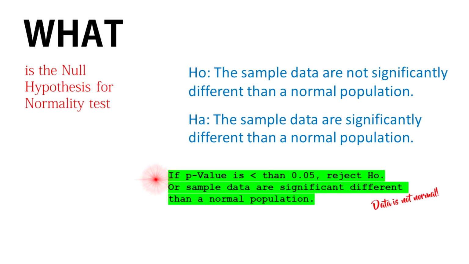So if your p-value comes back less than your alpha risk, then we accept the alternate hypothesis, which is that the data is not normal. Normally, an alpha value of 0.05 is an acceptable risk to take.